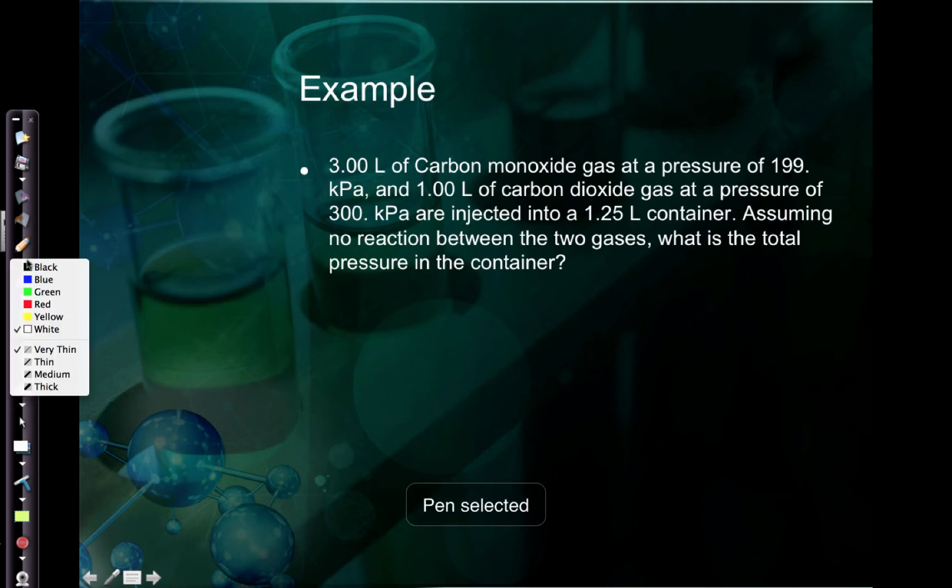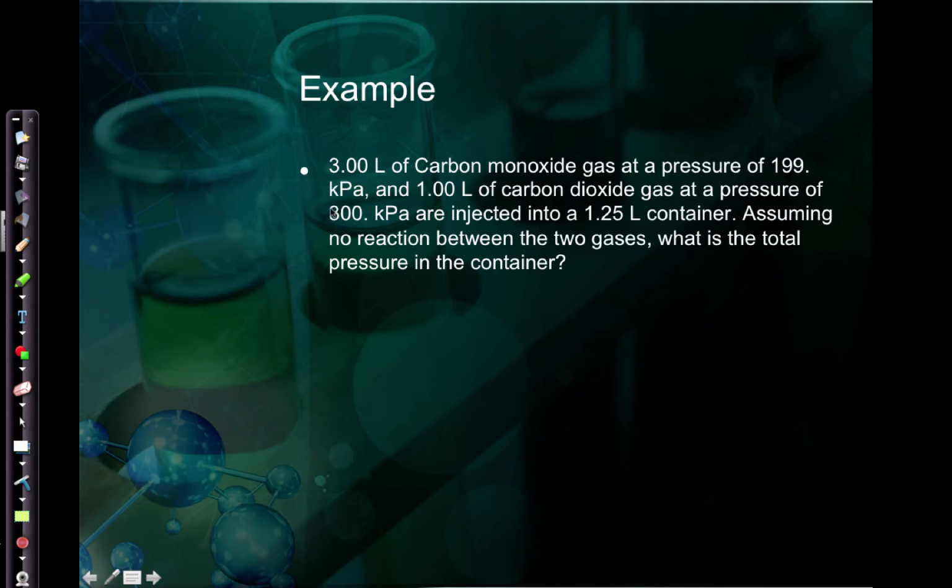Okay, so knowing what you know now, a lot of you would be tempted to say, okay, 199 is the pressure of the carbon monoxide, and 300 kilopascals is the pressure of the carbon dioxide, and then you might just add them together. And that would be correct, except there's something else going on here too. So let's pull out all the information.